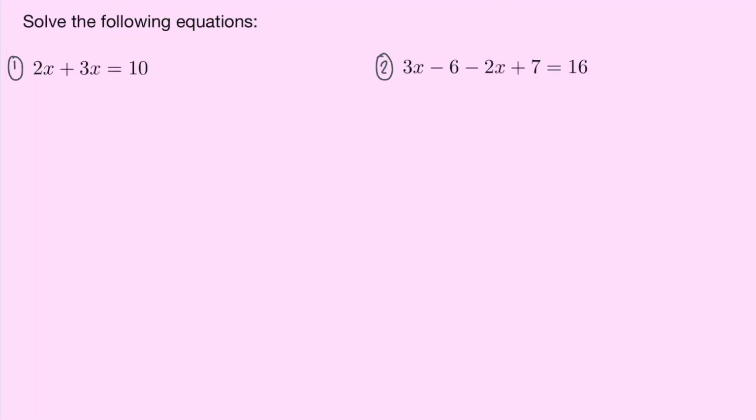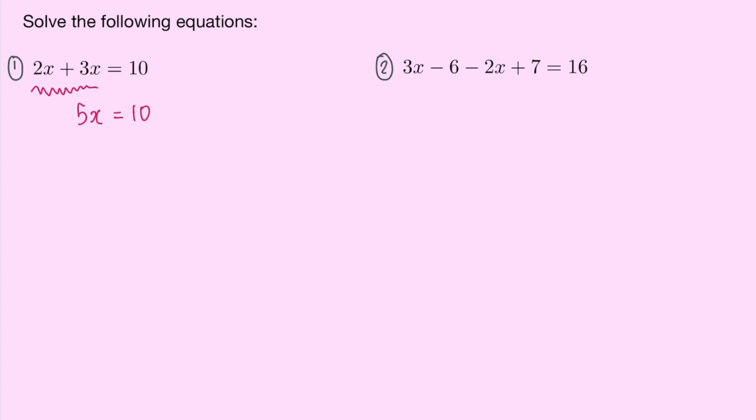Now let's take a look at the practice questions together. Number 1, we have an equation that says 2x plus 3x equals to 10. The 2x and the 3x here are like terms, so we will collect them. 2x plus 3x gives us 5x equals to 10.